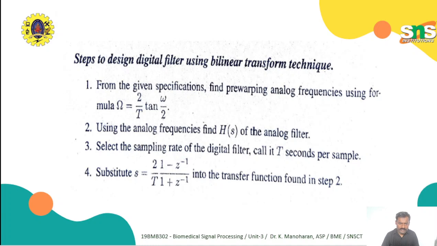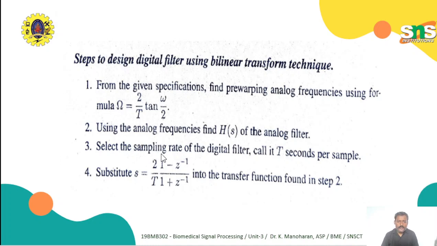From the given specification, first find the pre-warped analog frequencies using the formula omega equal to 2 by T into tan of omega by 2. See, this pre-warping is done to eliminate the warping effect. In normal filters, at higher frequencies, the linear relationship between the frequencies and the response will not be available. So to avoid that, we perform pre-warping using this formula.